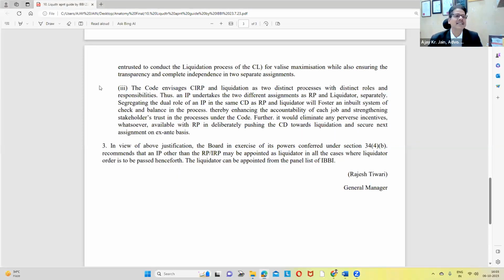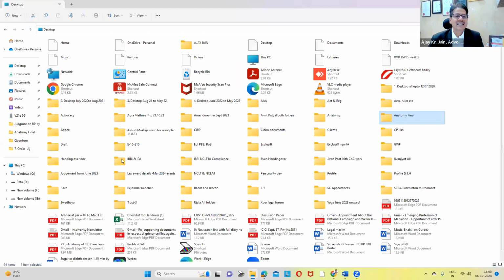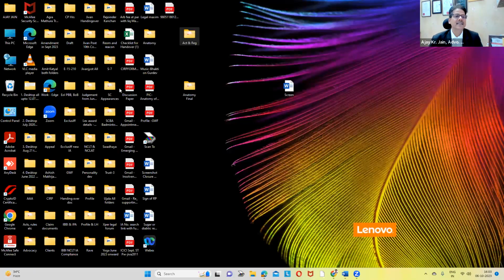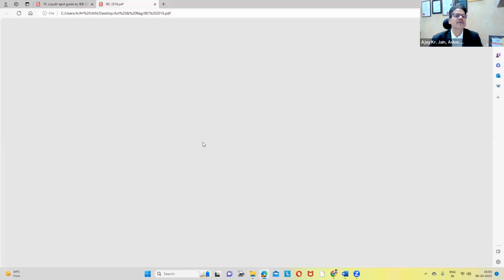Yes. Even after taking consent of RP, they are now replacing the RP with the empaneled RPs or IPs to act. It has happened in one case very recently. Yes, so here I'll share the first provision that will clear it. Just a moment, I'll share the relevant provisions. Section 34.